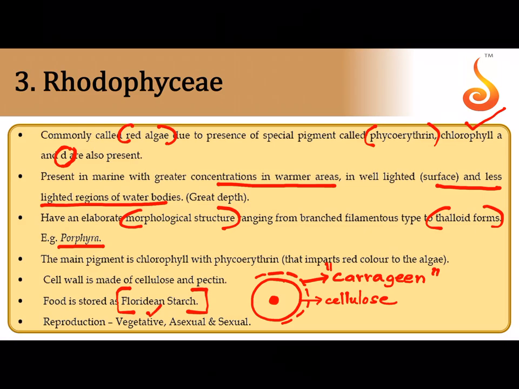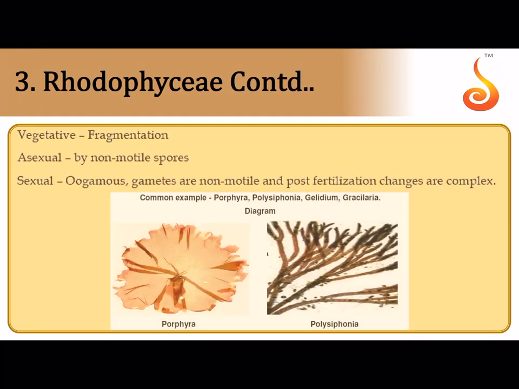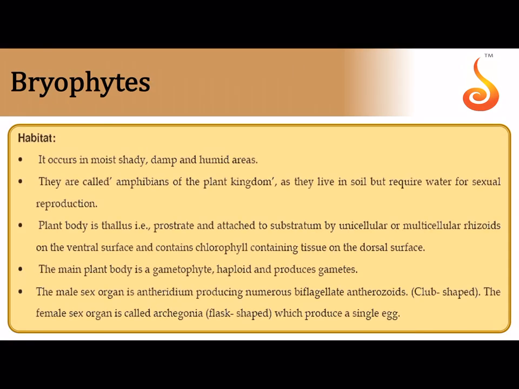Then reproduction again is vegetative or asexual or sexual. Another important interesting thing is they don't have flagellated stages in their life cycle. So even though they produce spores, their spores are non-motile. And again, the male gametes are non-motile, and therefore they are very, very tiny, and the female gamete is a large egg, and that's why we say that it is oogamous. And the post-fertilization changes are very, very complex in the case of Rhodophyceae or red algae. Okay, some examples are given over here, that is Porphyra and Polysiphonia.